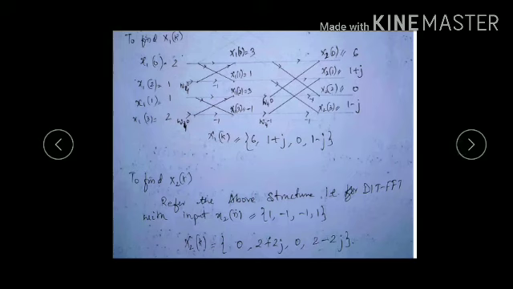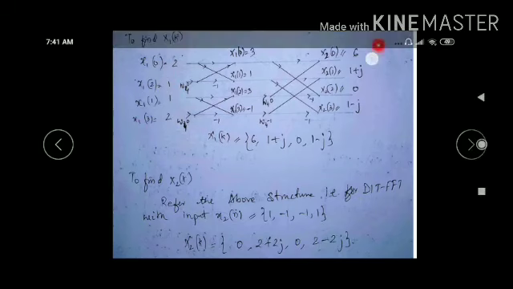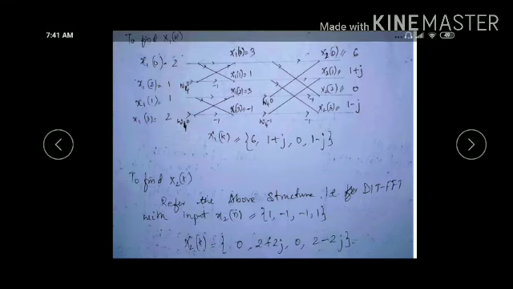Now to find x1 of k, the inputs are 2 1 1 2. Accordingly, this problem is solved by the same structure that we solved for the previous one, the DIT-FFT structure. Here the input will be bit reversed and the output in natural order. You can find the answer as 6, 1 plus j, 0, 1 minus j. Similarly, you can find x2 of k referring to the above structure with the input x2 of n equal to 1 minus 1 minus 1 1, and the answer would be 0, 2 plus 2j, 0, 2 minus 2j.